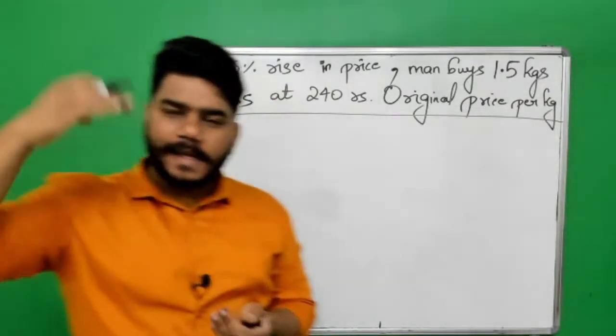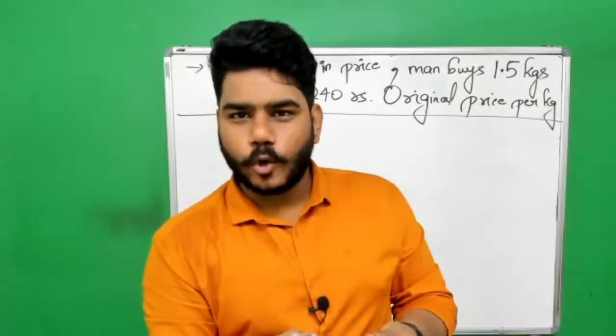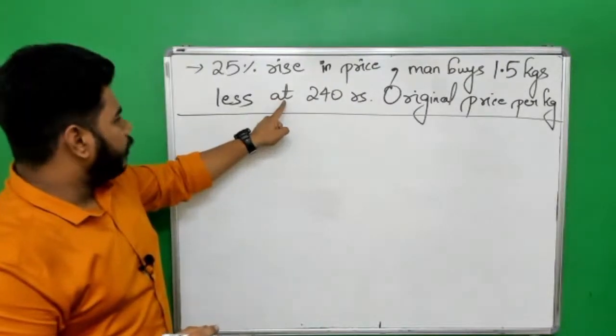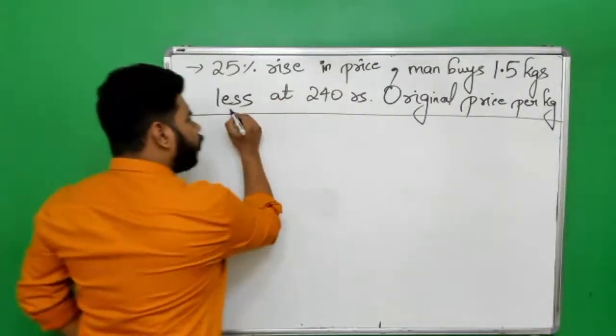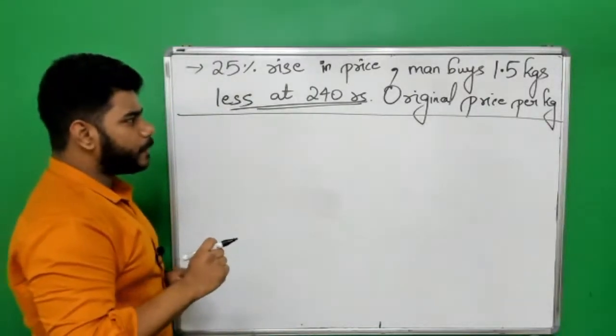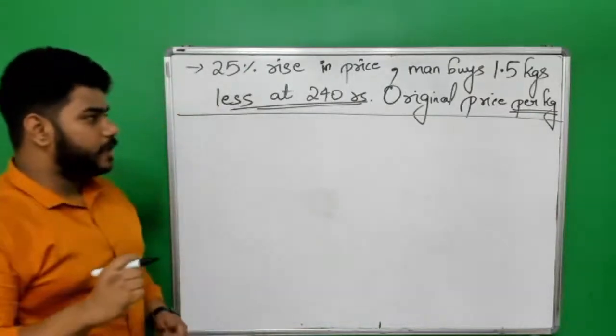Sir, whenever price is increasing, can I say we should buy less quantity? Yes or no? So he's buying 1.5 kg less at 240 rupees. Sir, I did not understand what we mean by "at 240 rupees". Okay, and the original price per kg, we need to find the price per kg here.